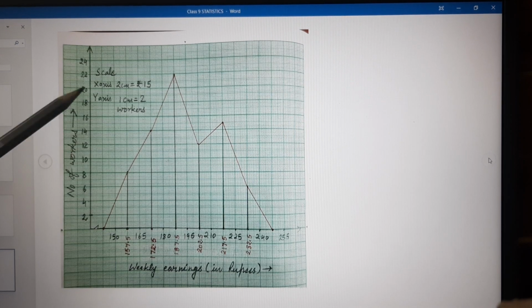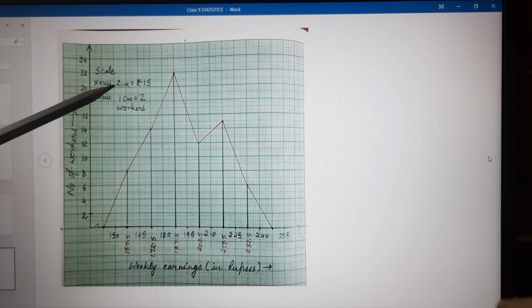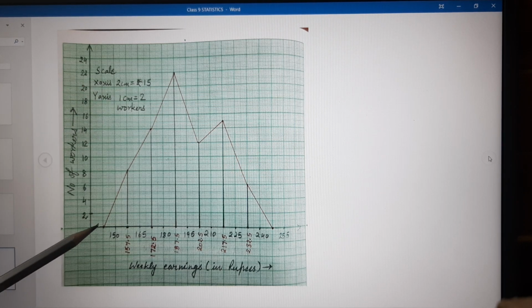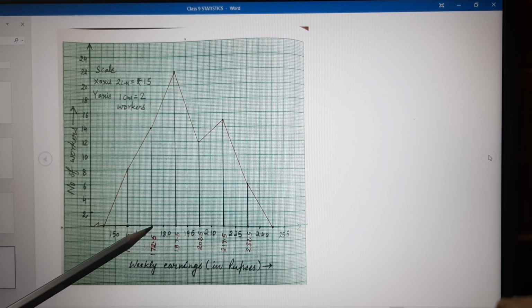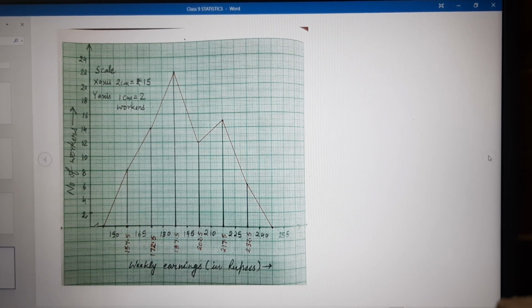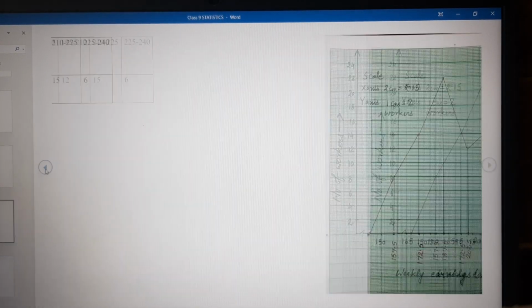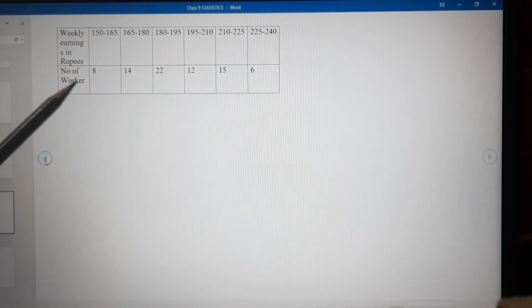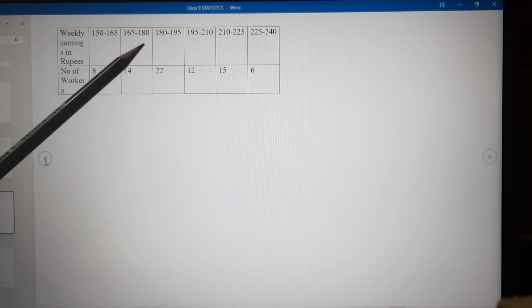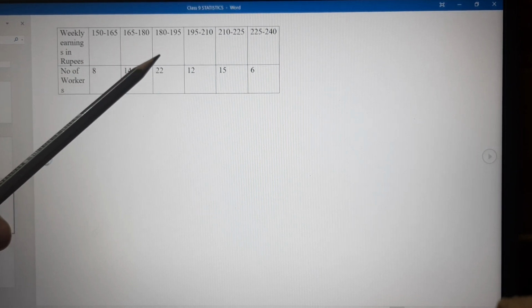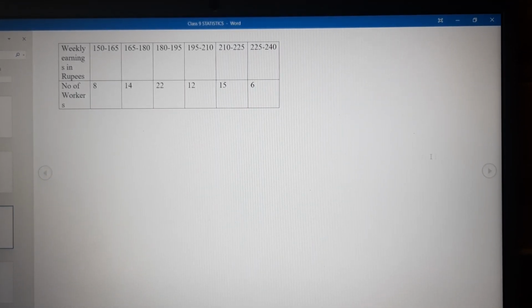Fine. It has been taken that on the y-axis 1 centimeter is equal to 2 units, 2 workers, and on the x-axis 2 centimeter is equal to rupee 15, then 2 rupee 15, then 2 rupee 15. We will plot the frequencies on the class mark. We have calculated the class mark of all. How will the class mark be calculated? Lower limit plus upper limit divided by 2. 165 plus 180 divided by 2. 180 plus 195 divided by 2. Okay, so the frequencies are 8, 14, 22, 12.